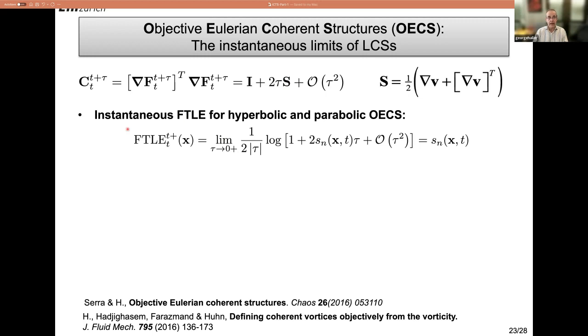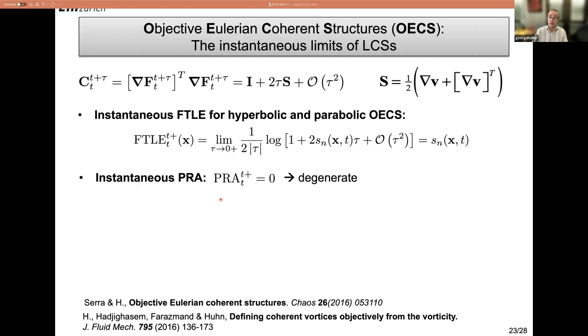So when you do that, the instantaneous limit of the FTLE is just the largest eigenvalue of the rate of strain tensor. So whatever you use FTLE for, you can use the largest eigenvalue of the rate of strain tensor, but that's the proper Eulerian objective limit of it.